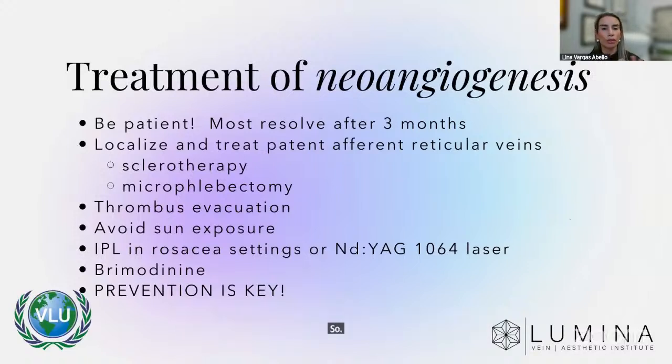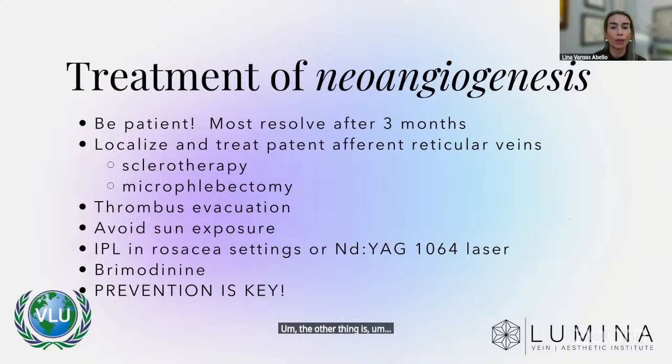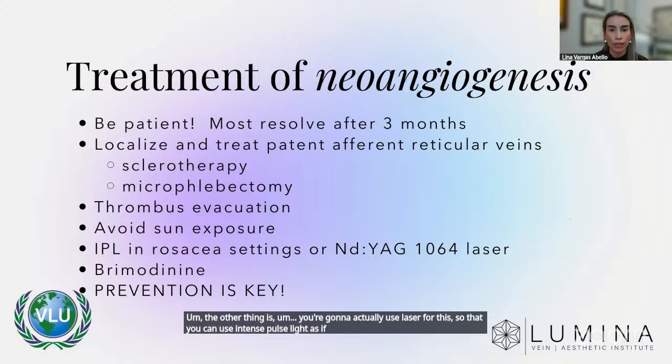So like I said, most of these tend to resolve on their own, but I think the main thing, especially understanding that this may be due to a patent afferent vein, is to try to go ahead and treat that, whether that's with more sclerotherapy or potentially a micro phlebectomy of that afferent vein. The other thing is you can actually use laser for this, so you can use intense pulsed light as if you're treating rosacea, with a 560 nanometer filter, or an Nd:YAG 1064 laser can also be really helpful to help us address matting.